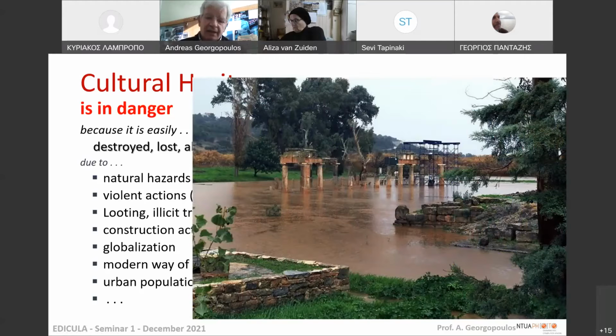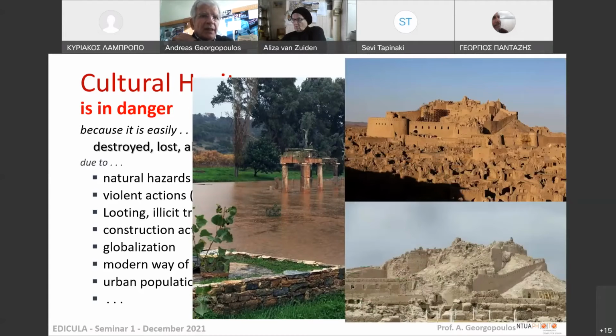This is another case, an archaeological site very close to Athens, which is in a place where it gets flooded every 5 or 10 years or something like that. This is one case about 7, 8 years ago. So this is a natural phenomenon that causes damage. Earthquakes: this is the city of Bam in Iran. You can see how it was before, and in the lower picture after the devastating earthquake.